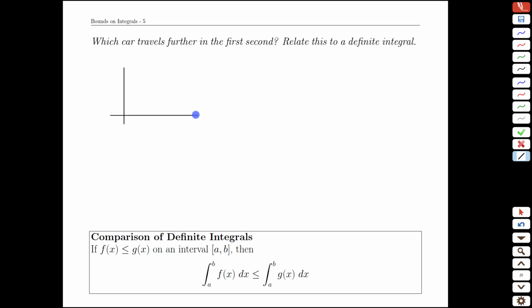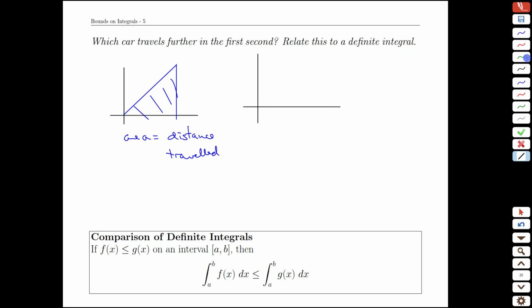Well, the first car, its travel distance is exactly the area under this graph. That area is equal to the net change of position. And if we compare that to the parabola, like so, that's distance traveled for car 1. This area here is the distance traveled for car 2, and it's going to be smaller.